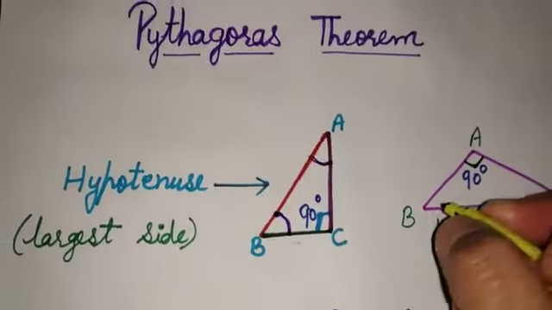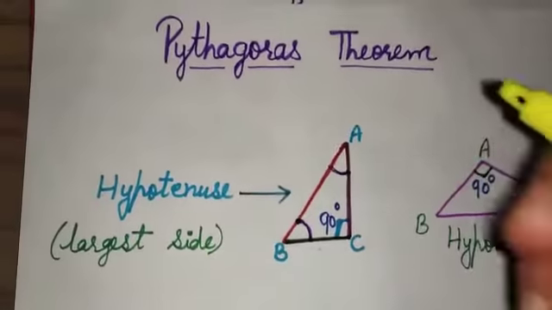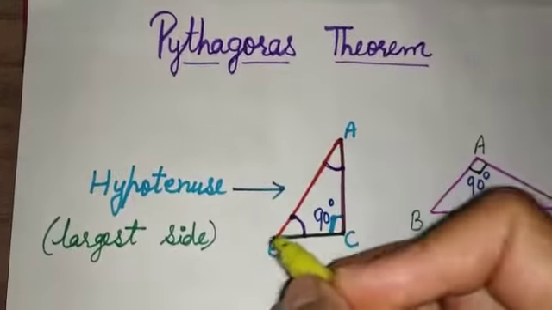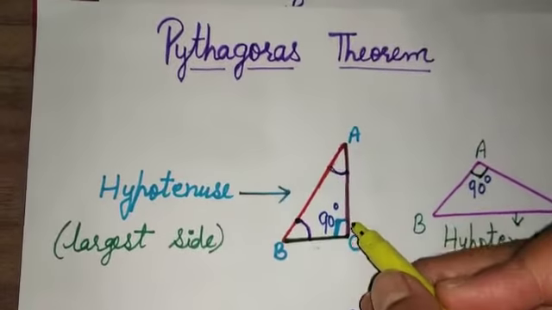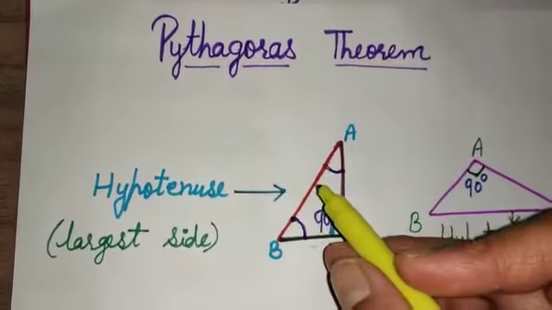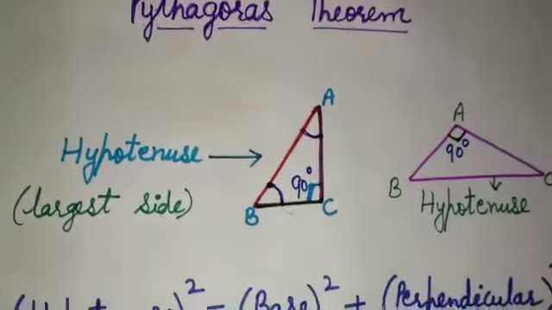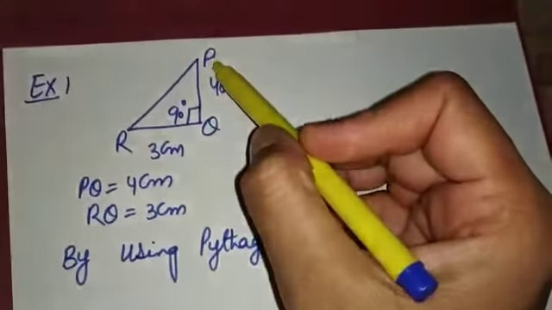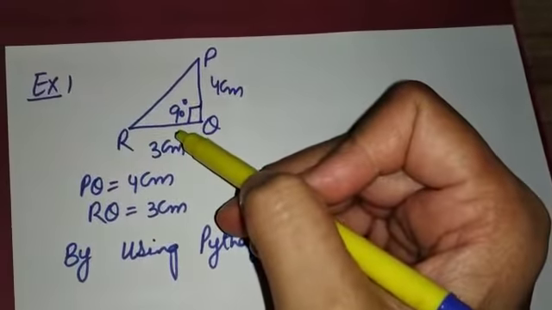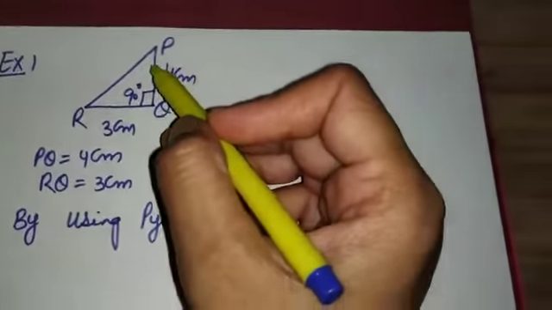The important thing that we need to be careful about while using Pythagoras theorem is, first of all, the triangle should be a right angle triangle in which one angle is a right angle, and the side opposite to the right angle is always the hypotenuse. So, let us take one example of Pythagoras theorem in which the lengths of two sides are given. We have to find the length of the unknown side by using Pythagoras theorem.